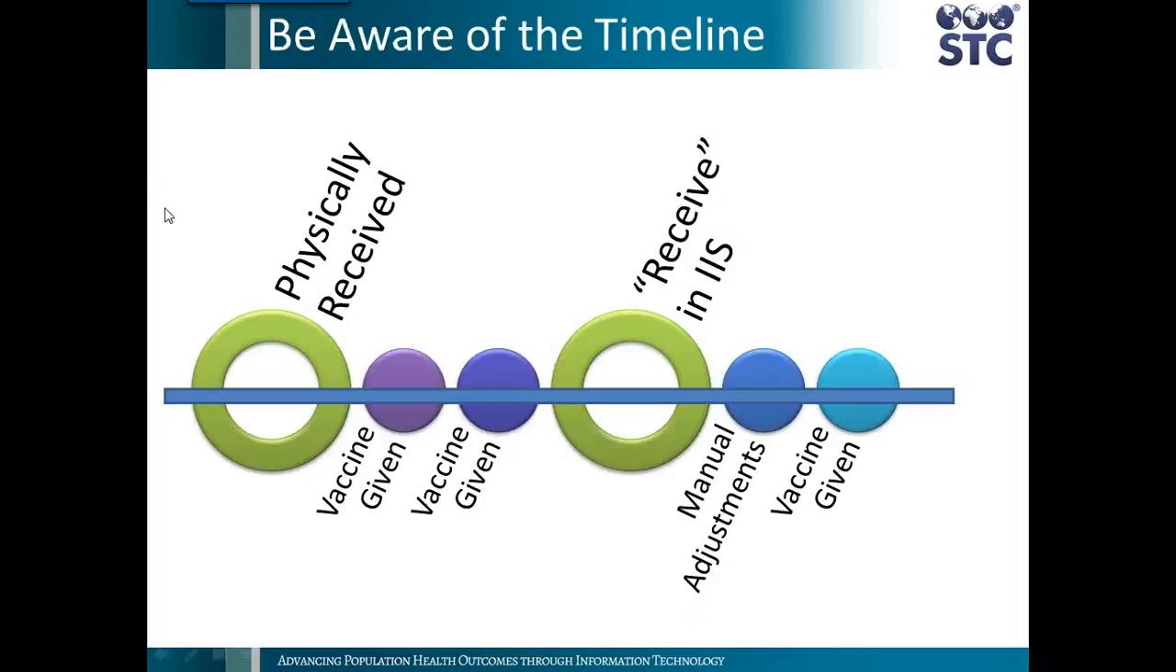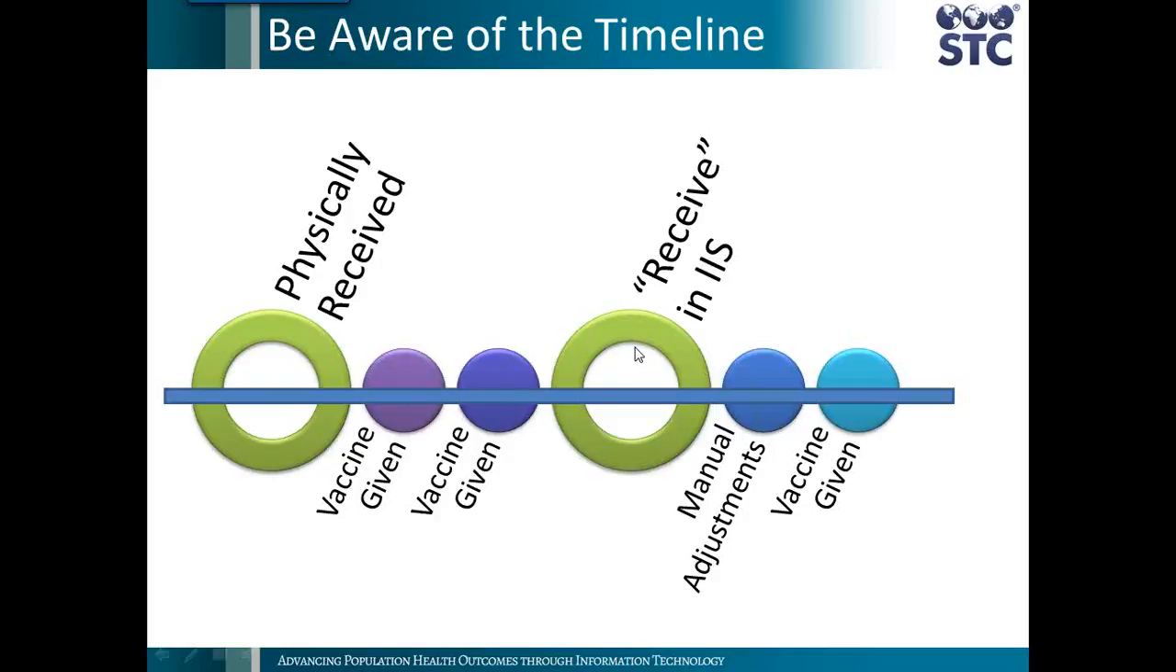Another thing is to be aware of the timeline. So as I mentioned before, the difference between when you get that package of vaccine in your clinic and the time that you actually tell the system that you have it, if any vaccines have been given in between here, then those are going to throw your reports off, because the system doesn't know that you actually have the vaccine until here. So anything that was given before you tell the system you had it, these ones won't be counted and they won't be accounted for.